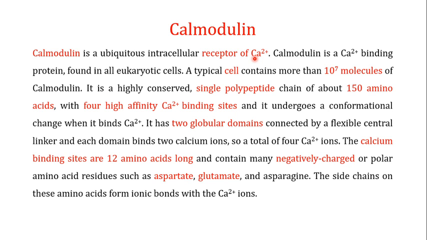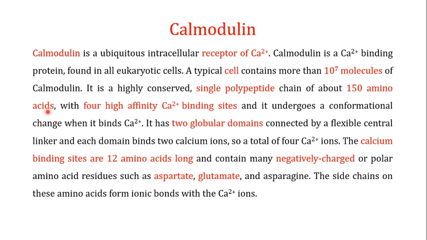It is present in the cytoplasm, and it is acting as an intracellular receptor of calcium. This calmodulin is a calcium binding protein, and it is found in all eukaryotic cells. If you talk about its number, why it is called ubiquitous: a typical cell contains more than 10 raised to the power 7 molecules of calmodulin, which is a very huge quantity.